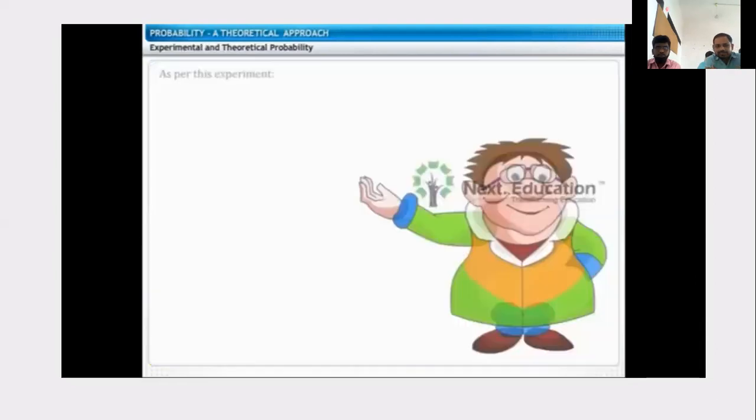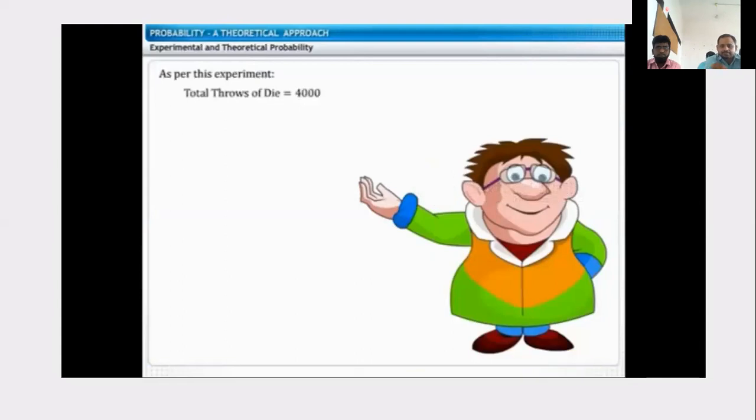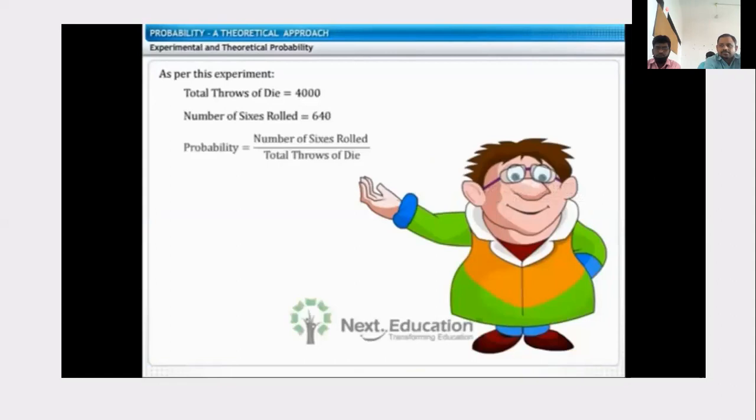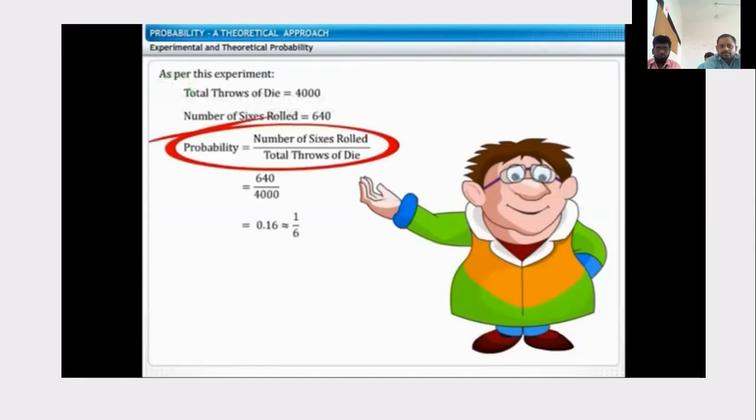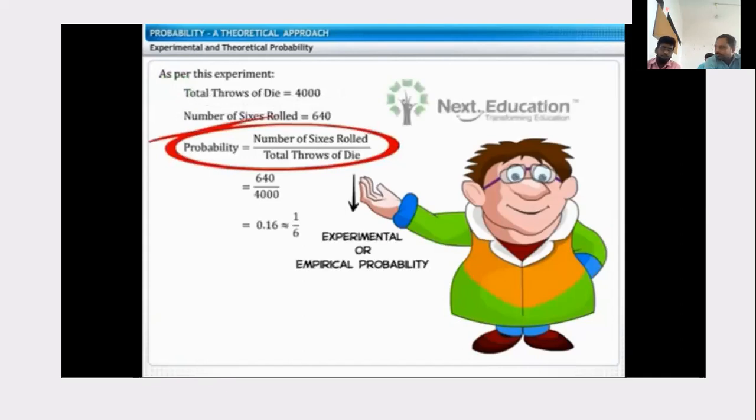As per Mr. Gamerman's experiment, the total number of throws of the die is 4,000 and the number of 6s rolled is 640. Divide the number of 6s rolled by the total number of throws. That is 640 divided by 4,000. The result obtained is 0.16, which is approximately 1 upon 6. This is the probability of getting a 6 on the roll of a die. Since the probability is based on the observations of an experiment, it is called an experimental or empirical probability.